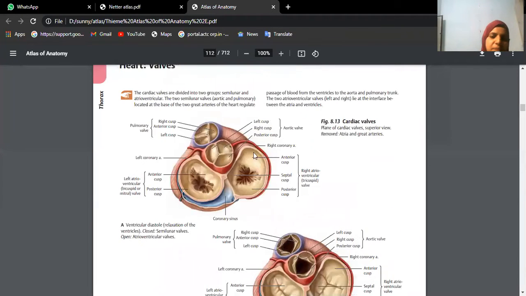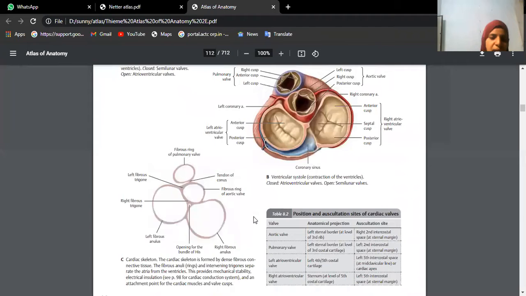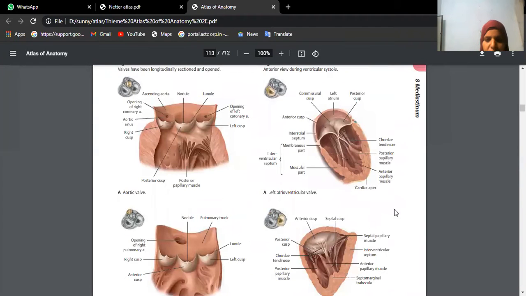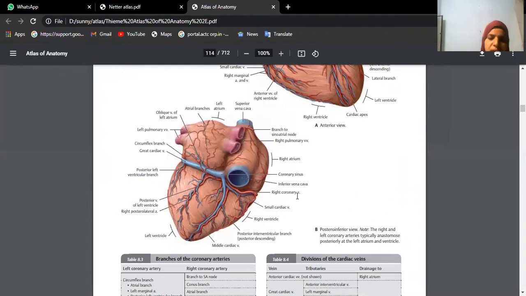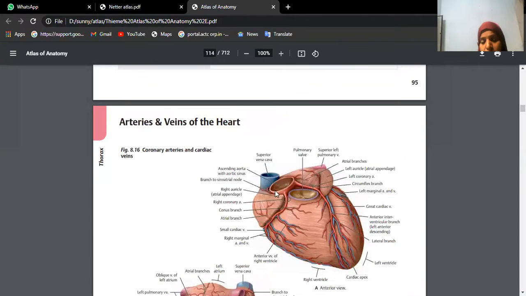So these are valves. Anyhow, this view won't be there in the cadavers. What you are seeing, you need not worry. These are all very much other aspects. Try to observe the coronary vessels also.